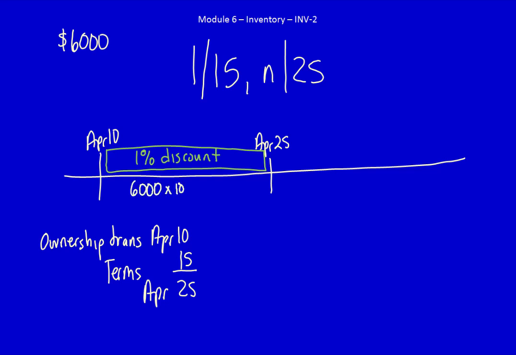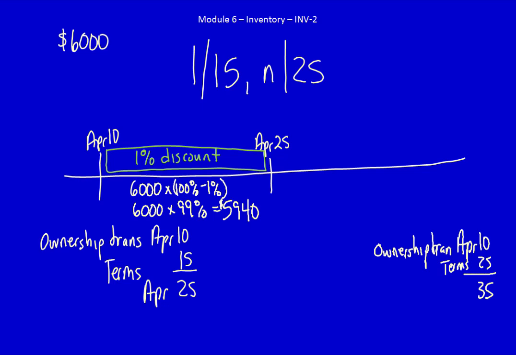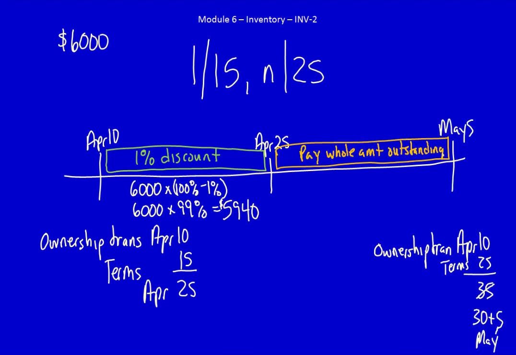$6,000 times 100% minus 1%, $6,000 times 99% is equal to $5,940. In order to settle the outstanding account, the receiver only has to pay $5,940, not the $6,000 that they owe. By what date does the buyer have to pay in full? April, unfortunately, doesn't have 35 days. It only has 30. But the 5 days would be in May. The receiver has to pay the whole amount outstanding.